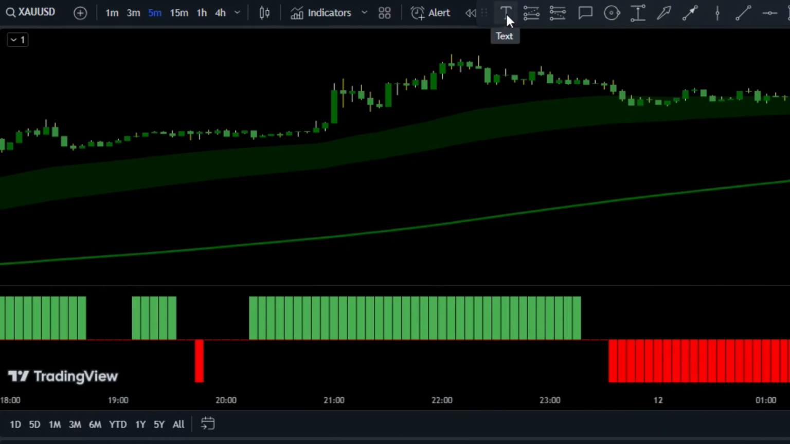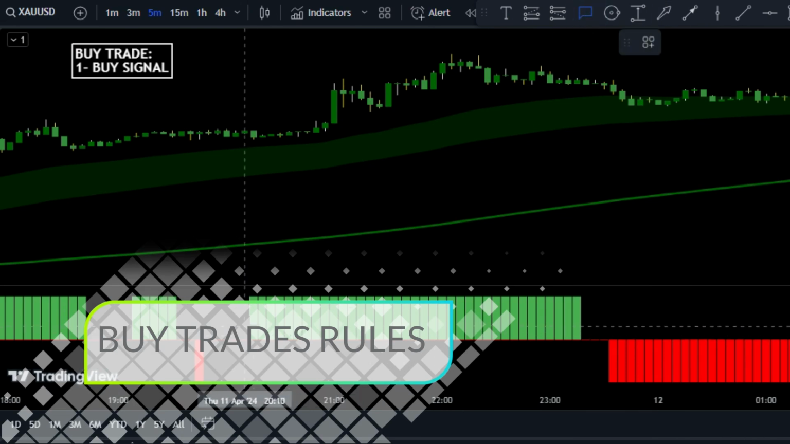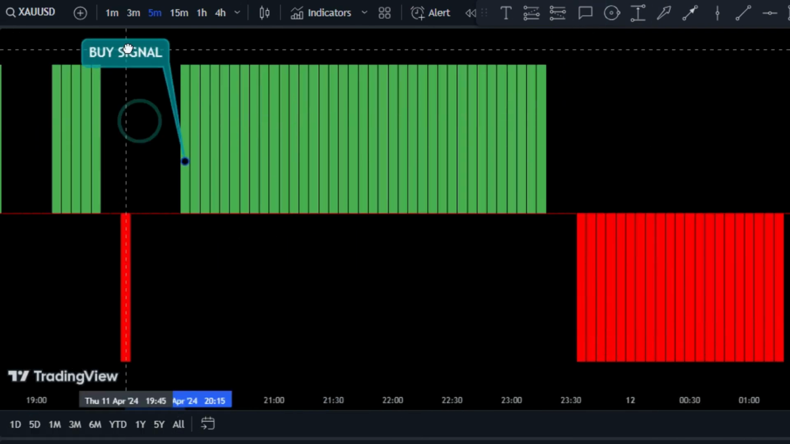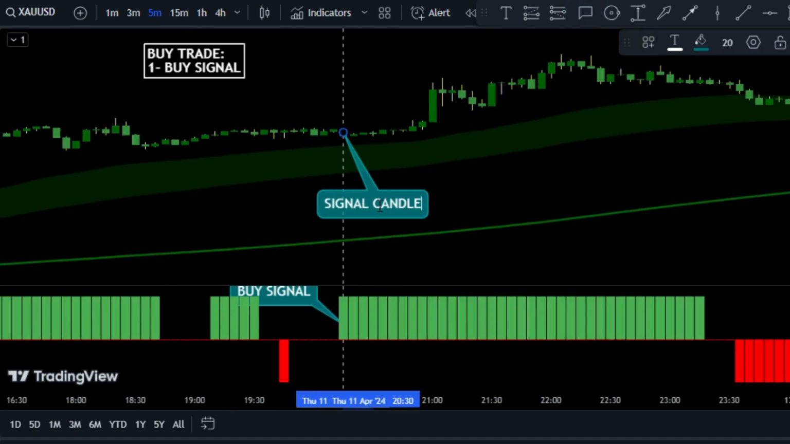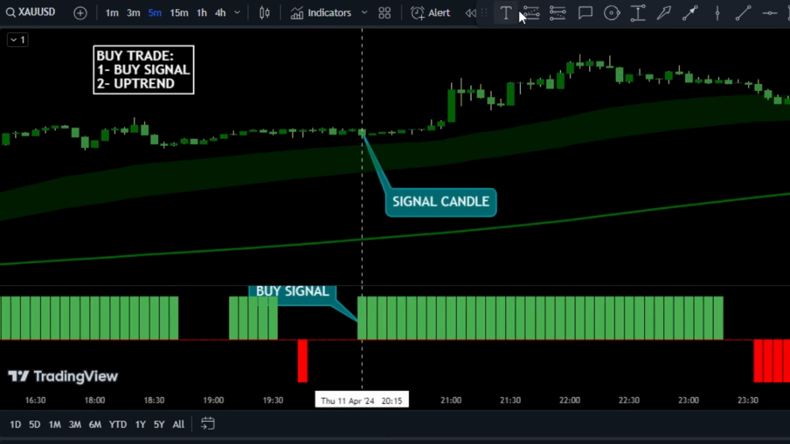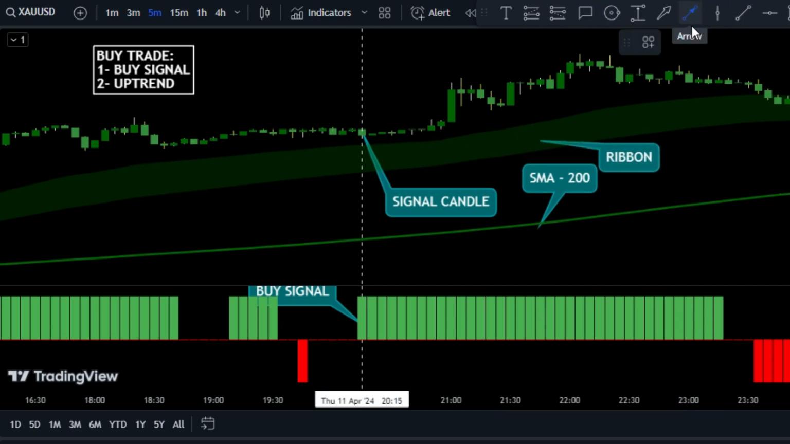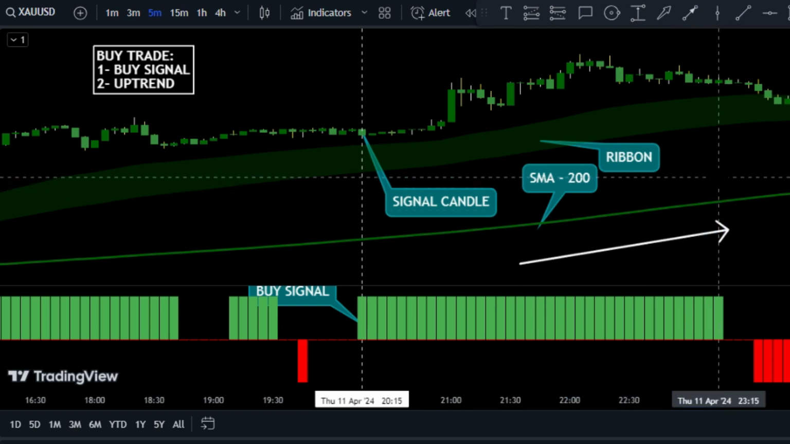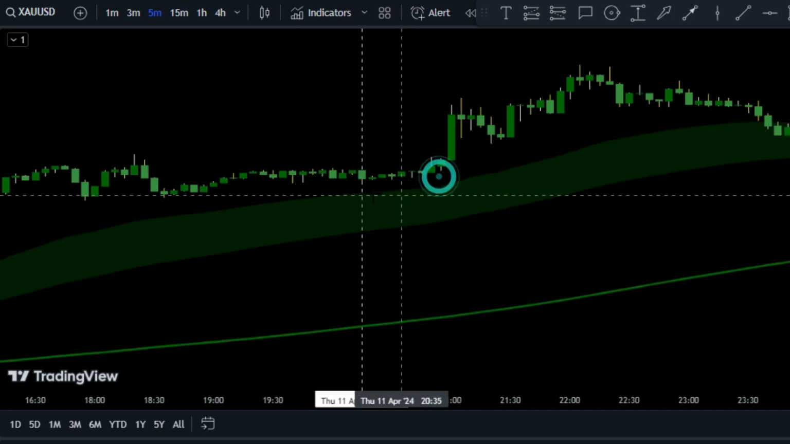Follow these steps for buy trades. First, be patient and wait for a buy signal to pop up. Once you see it, double check that the market is indeed in an uptrend. So when both indicators give you the green light, go ahead and open a buy order.